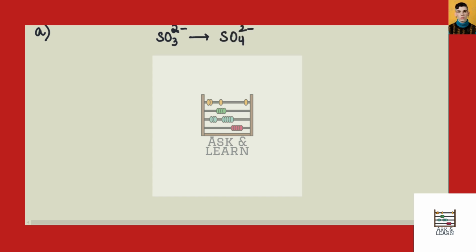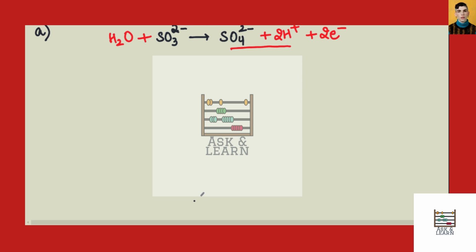We start by balancing the oxygen atoms. On the left-hand side we have 3, on the right-hand side we have 4, so we add one water molecule here. Then we balance the hydrogen atoms by adding 2H+ here. Now we balance the charge by adding 2 electrons here, since this gives a 0 charge, and we have 2- on the other side.